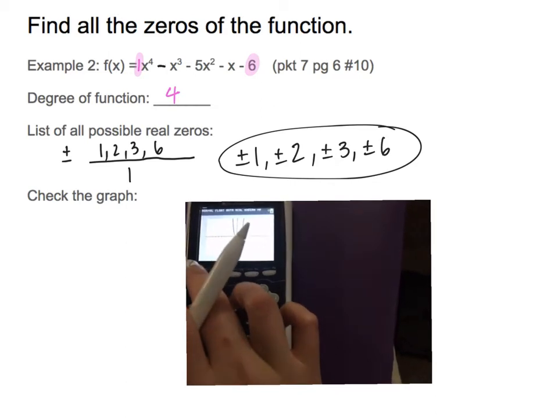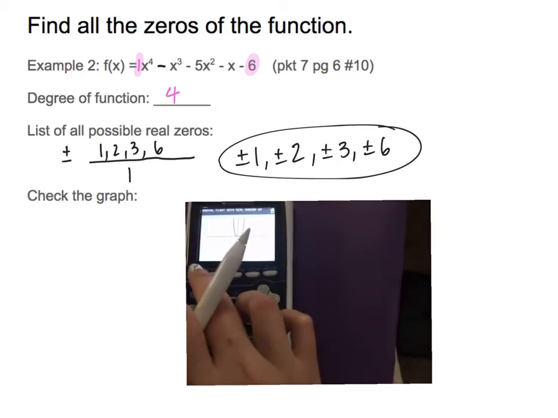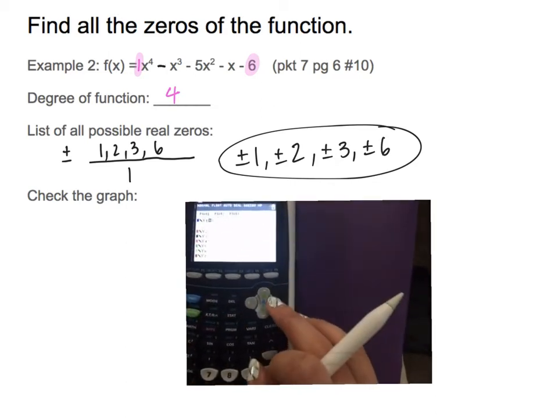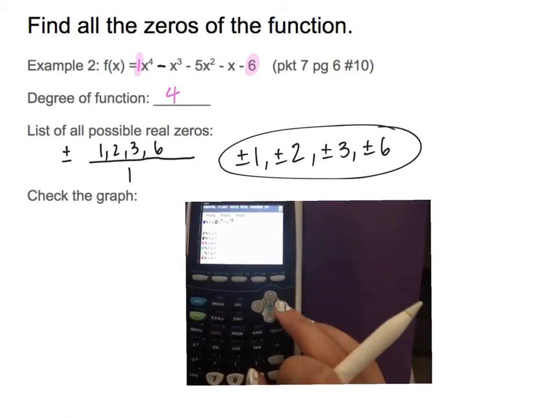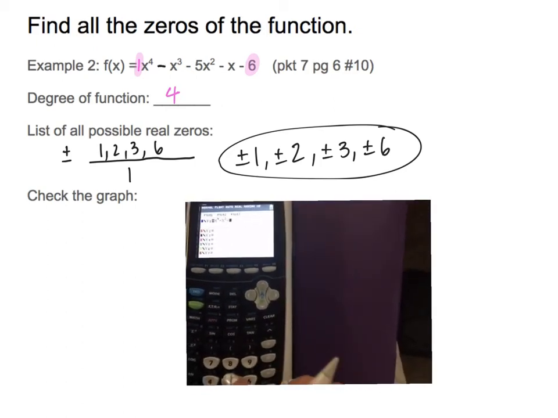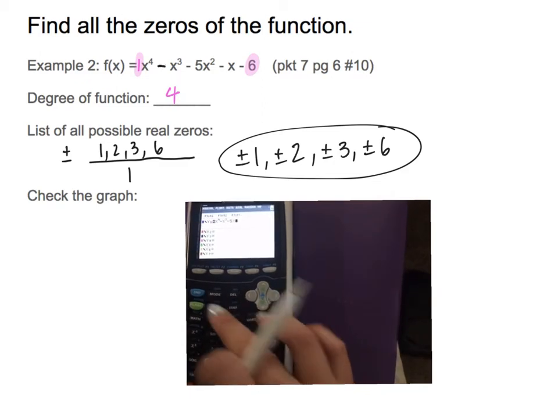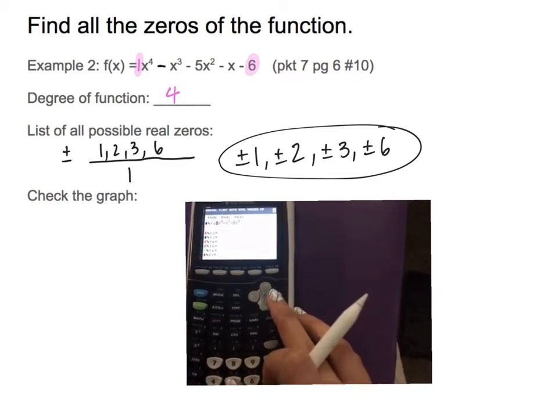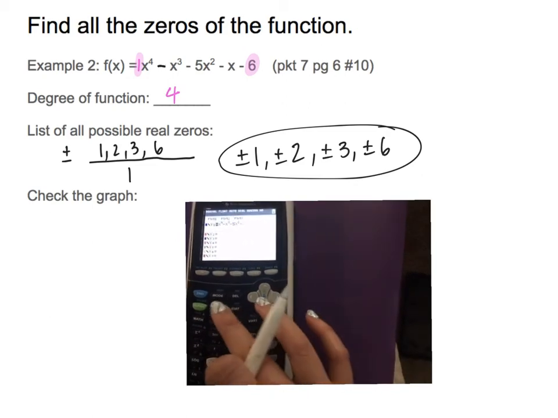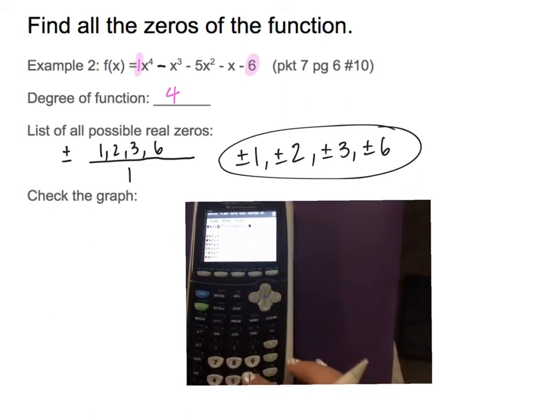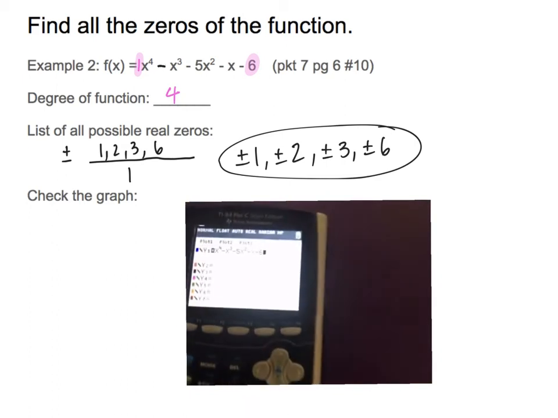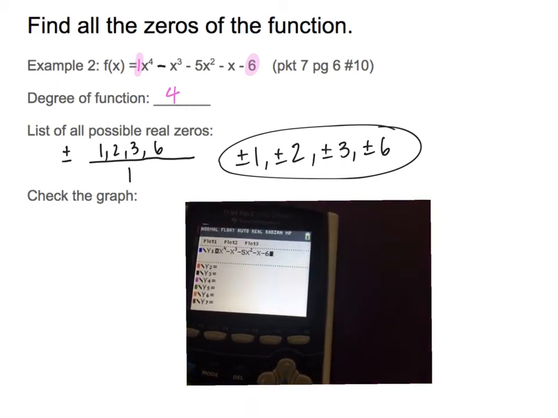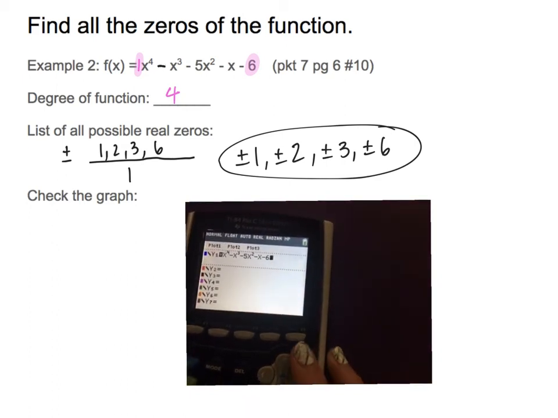I'm going to try to get back to my y equals. So I had minus x to the 3rd minus 5x squared minus x minus 6. So let's make sure that that graph looks right. It does, so I'm going to hit graph.